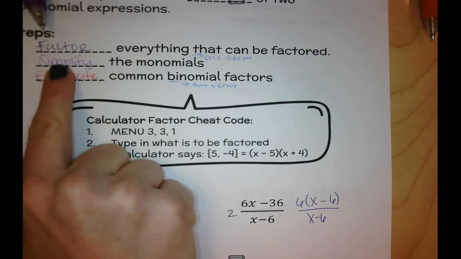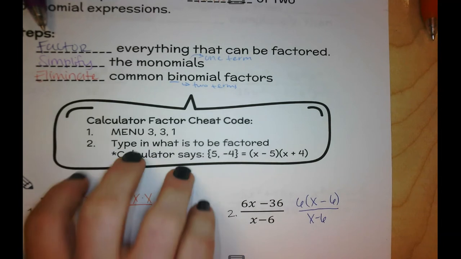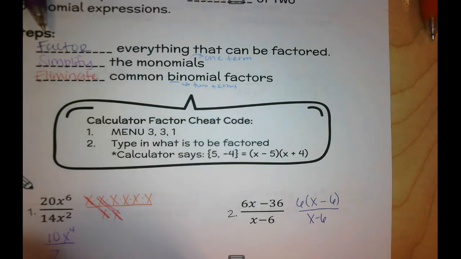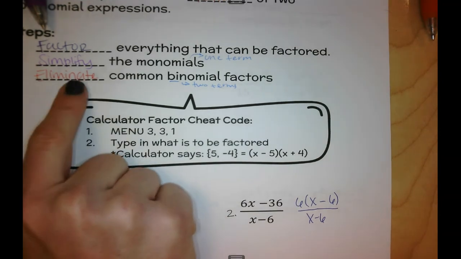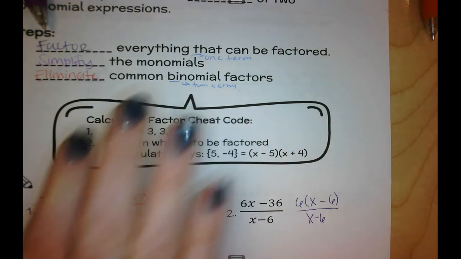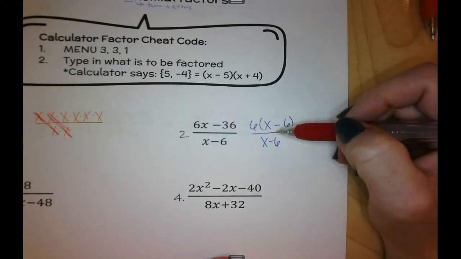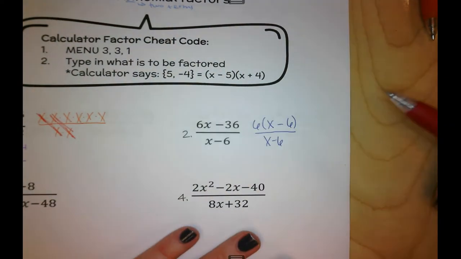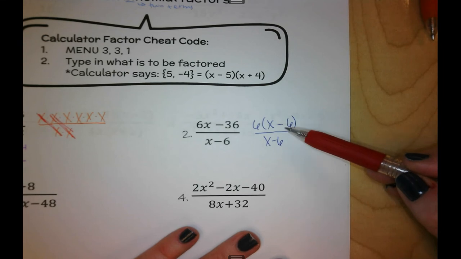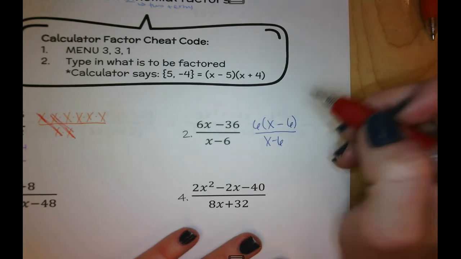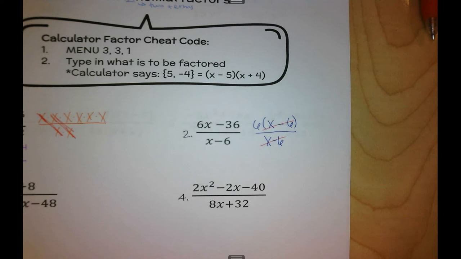Oh, there it is. Factor everything. We've factored everything. Now we want to eliminate the common binomials. Since we have binomials, we're skipping to that. So just like we did with our x's over here, since we got x minus 6 on top and x minus 6 on bottom, those eliminate. And what am I left with here? 6.